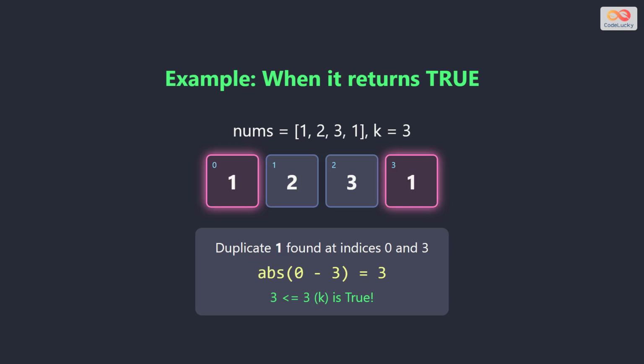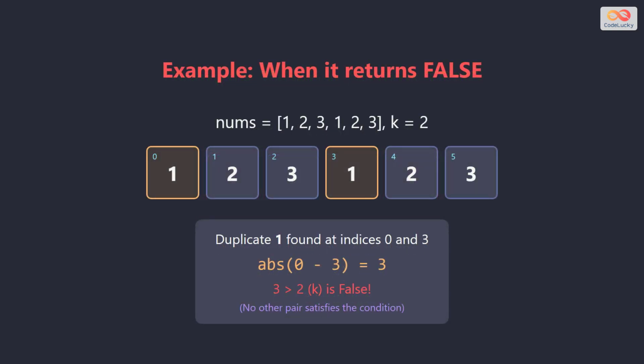Here is a positive example. We have an array with values 1, 2, 3, and 1, and k is 3. We see the number 1 appears at index 0 and again at index 3. The difference between index 3 and 0 is exactly 3. Since 3 is less than or equal to our limit k, we return true.